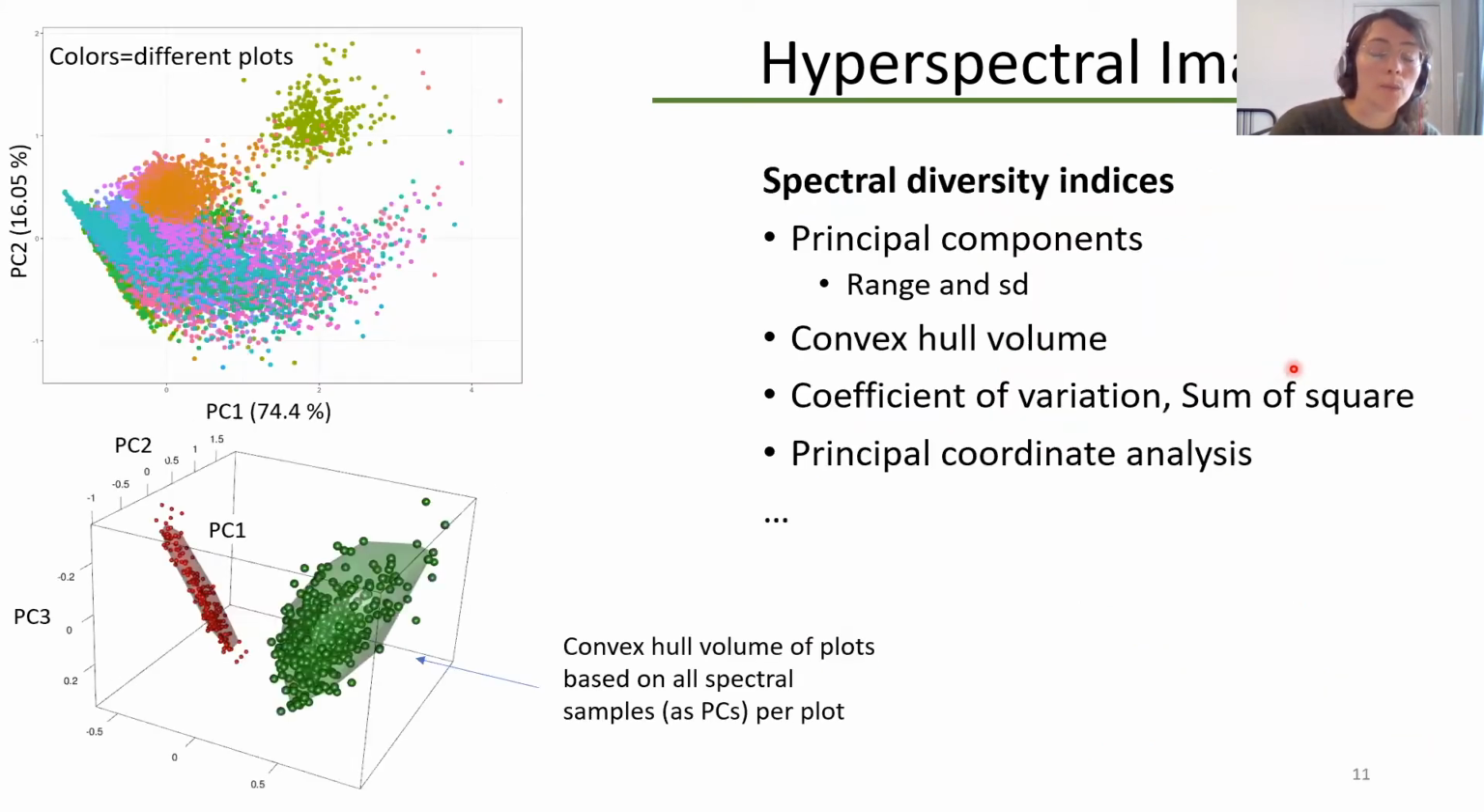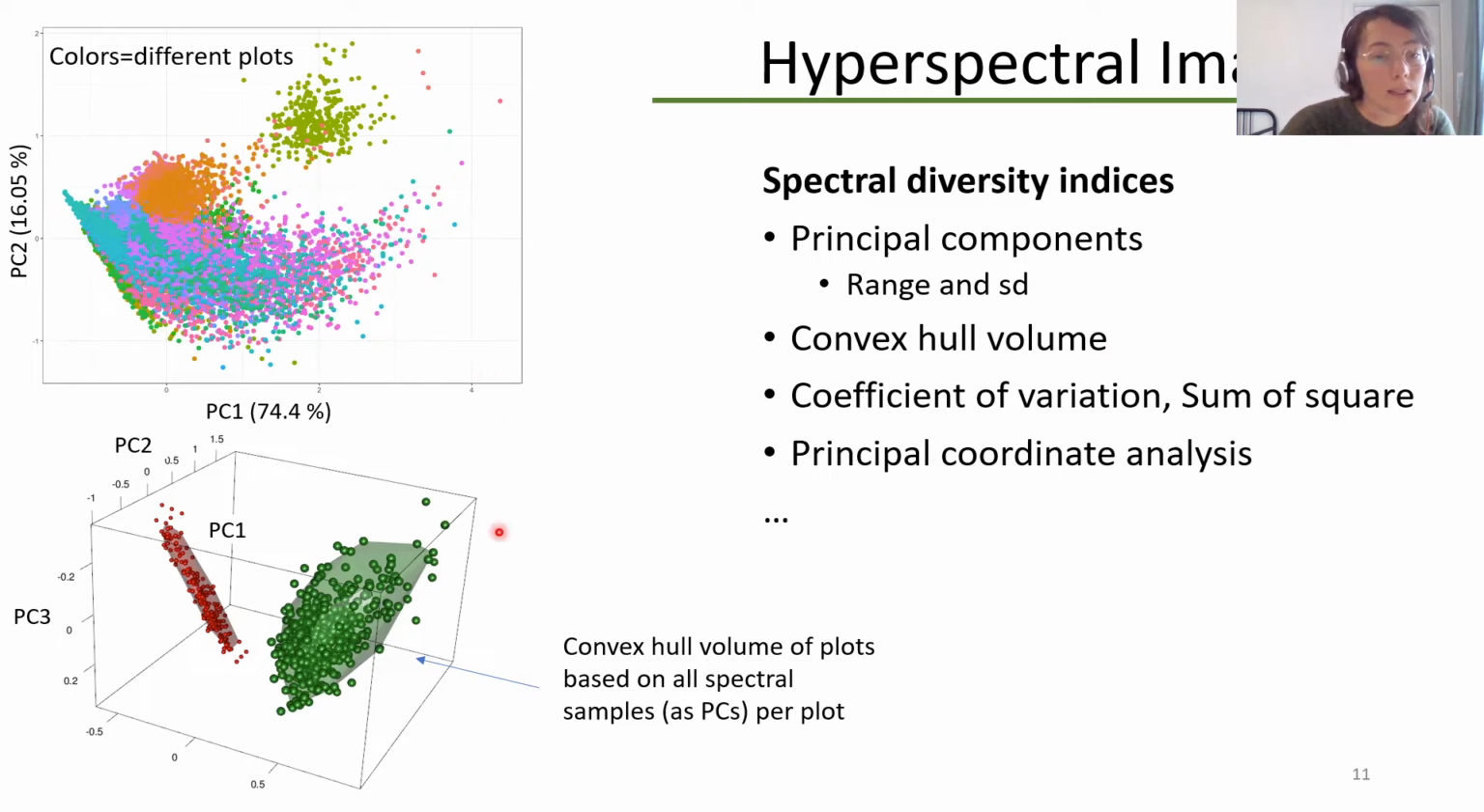And this continuum removed reflectance data has then been used to calculate different spectral diversity indices. This is shown here with very simple examples. The principal components, for example, the range and the standard deviation, have been used. Showing here, the orange plot has a lower range than the blue plot.